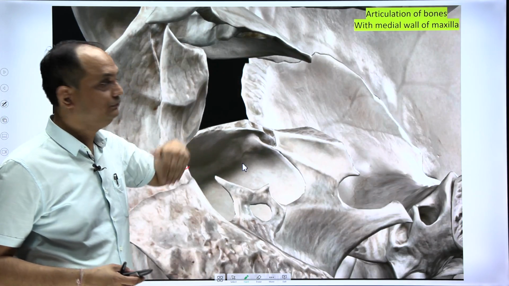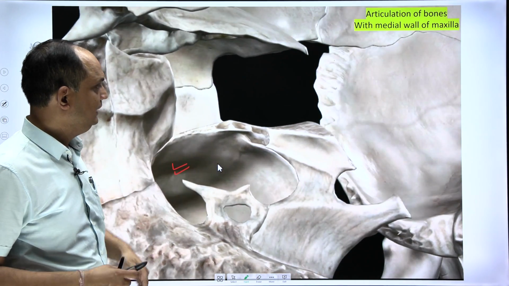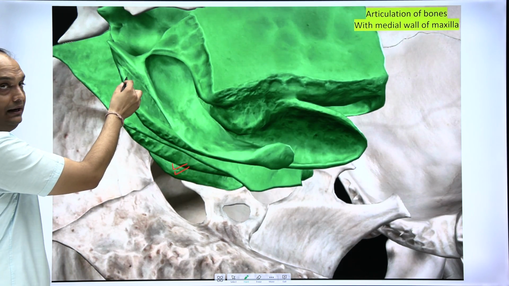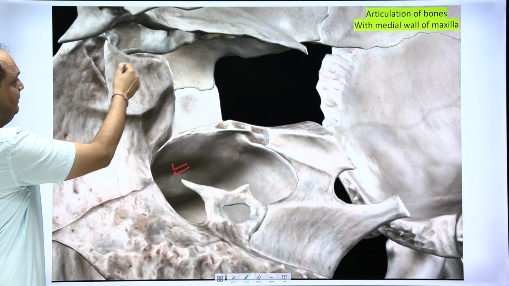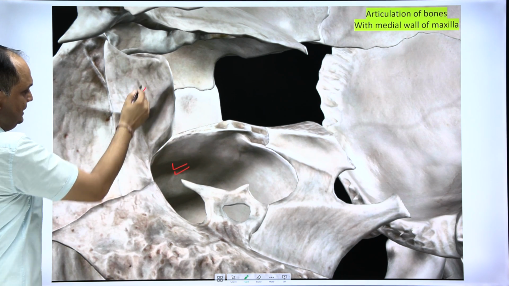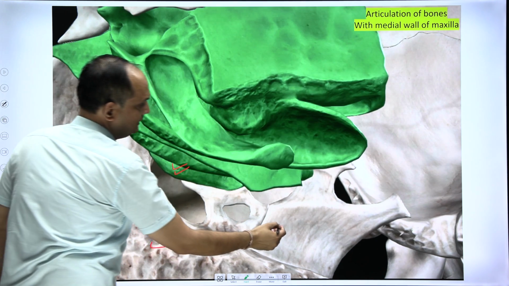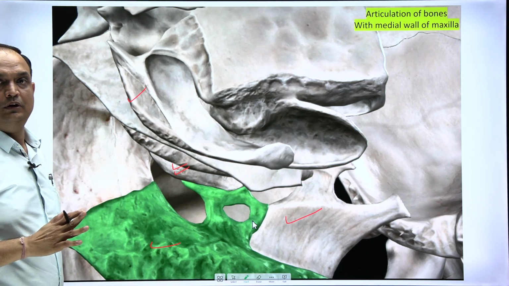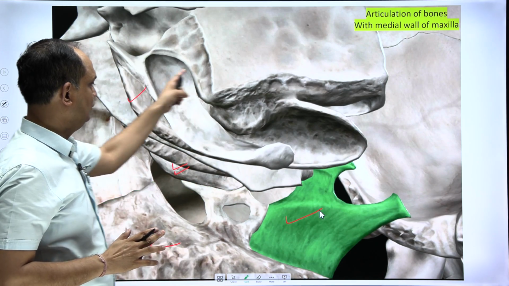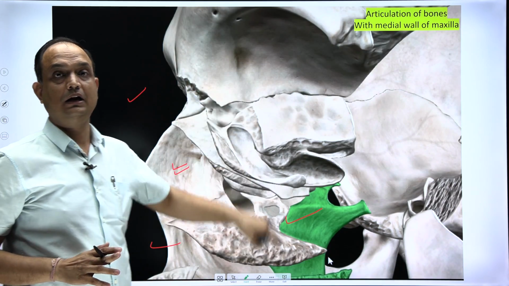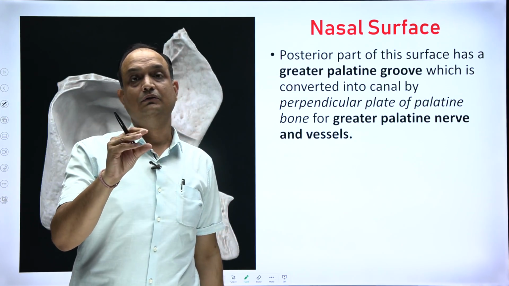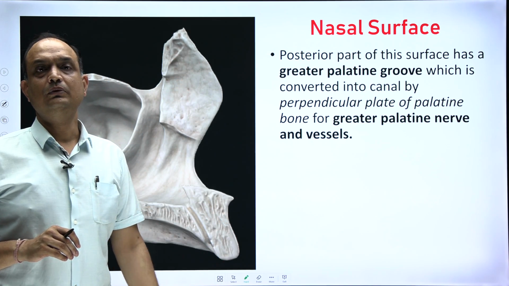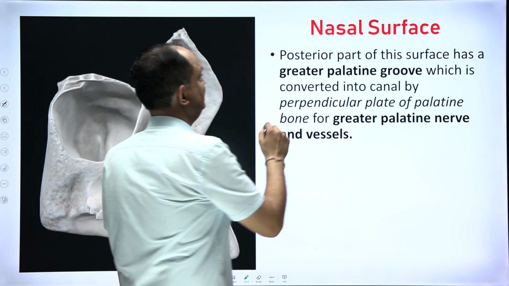So if you remove the ethmoid, things are more clear. Now you can see that this is your lacrimal bone. Clear? After removing the ethmoid, you are able to see this is the lacrimal bone. This is your inferior nasal concha. This is your perpendicular plate, and this is your ethmoid bone. So in such a way, these 4 bones are present all around the opening, and it is converting the hiatus into a small area.